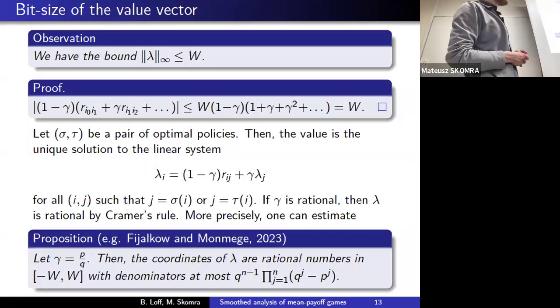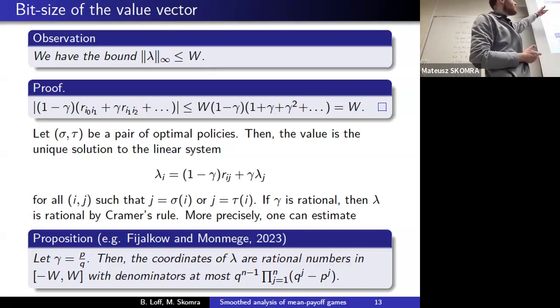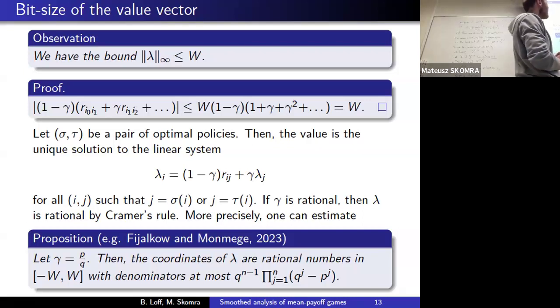Okay, so let me make a few observations. The observation is that if your payoffs are integers bounded by W, then the value of the game is still bounded by W, and it comes from this trivial inequality, right? So you have a bound on the value. That's why you need the 1 minus gamma. Yes, this is the real reason why I need it, to make it bounded. Yeah, that's a normalizing factor, just to make it smaller than that. So this is useful, but it doesn't matter for the theory.